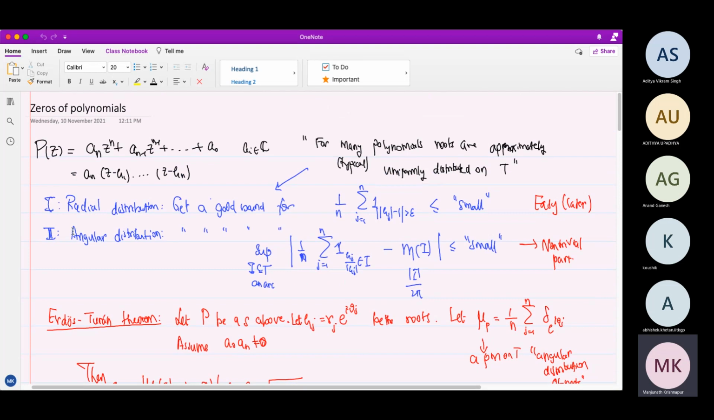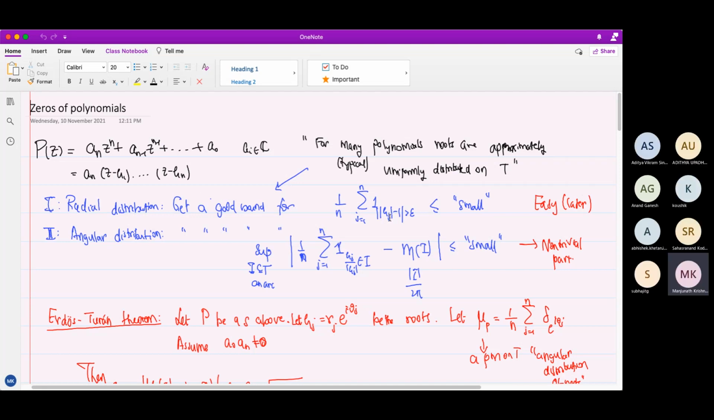First, we separated it into two parts. One is the radial distribution and the other the angular distribution. Radial distribution means we want to say all the roots zeta 1 up to zeta n of P, under some conditions, obviously it's not true for all polynomials, have the modulus of zeta j pretty close to 1. So that is the thing to figure out in radial distribution. I said this is easy and we will do it at the end.